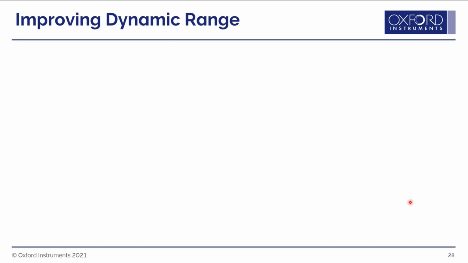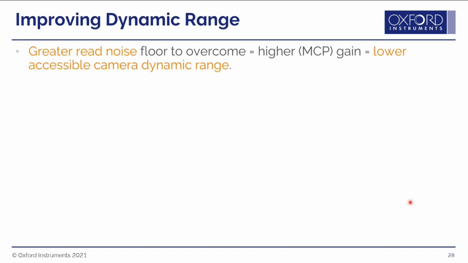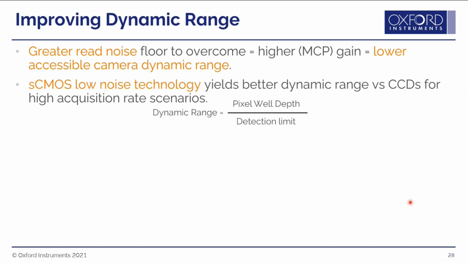Another point I think is very important, and often not appreciated, is that we're applying gain to our cameras to overcome the noise floor. But by applying gain, we're also reducing our dynamic range. One of the reasons we've gone with sCMOS technology for high speed applications is that by having a lower noise floor to begin with, you don't need to apply as much gain to overcome that basic noise floor, and therefore you get more dynamic range.